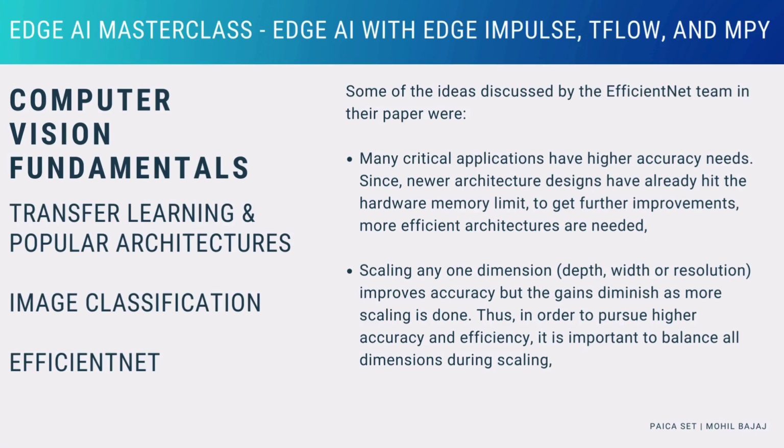Let's now look at some important ideas discussed by the team in their paper. The team pointed out that their motivation for building EfficientNet was the fact that many applications required higher accuracy, but newer designs with their single scaling techniques, where they scaled either the depth, width, or the resolution, had already hit the hardware memory limit. Thus, to get further improvements, more efficient architectures were needed, which balanced all dimensions during scaling.